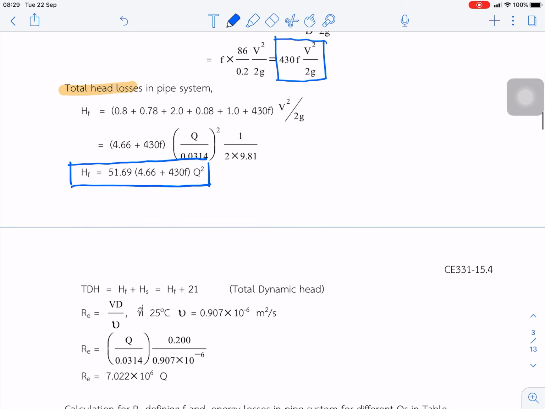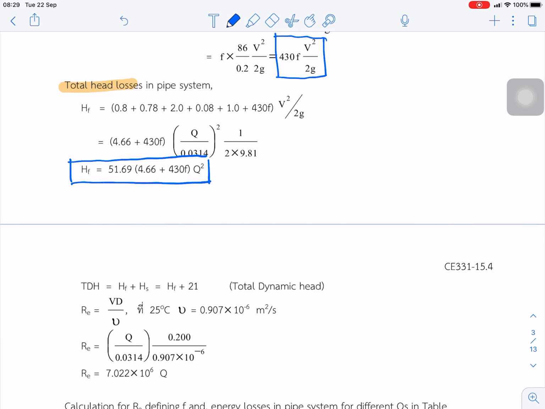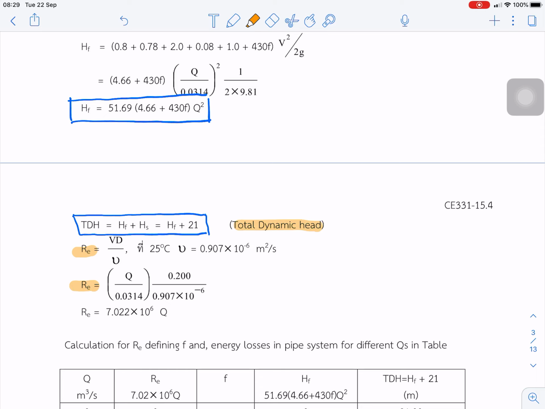Okay. Next step, we combine the friction loss with the static head, 21. Okay, so we got the total dynamic head equal based on this function. And next we derive the equation of Reynolds number. We convert velocity in terms of Q, so we can get the Reynolds number as a function of Q.